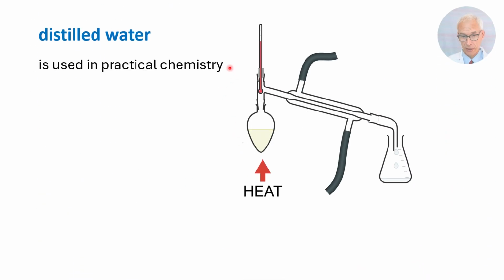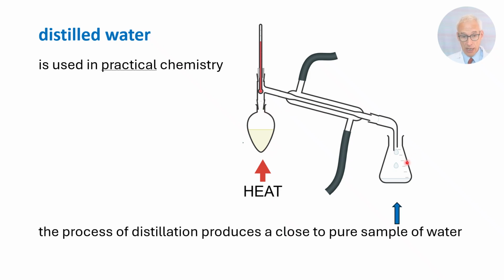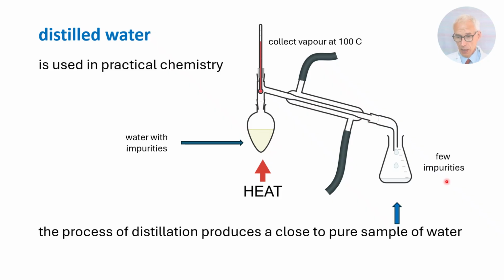On a practical point, distilled water is used in practical chemistry. So how do we get a significant sample of distilled water? Well, we're going to use a condenser, and the process of distillation produces a close to pure sample of water. So we start with water with impurities, we heat it, collect the vapour at 100 Celsius, that's the boiling point of pure water. We'll collect a distillate which has few impurities. If we want to be absolutely sure about the purity, we would repeat the process for this distillate.